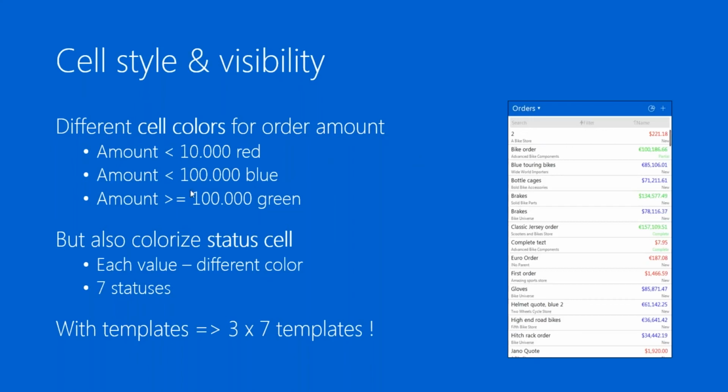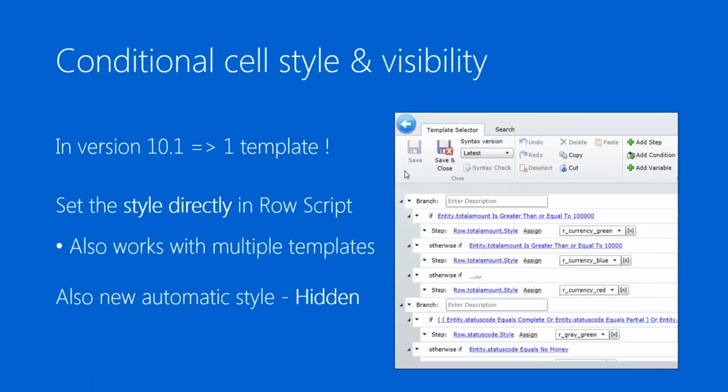But if you wanted to add another one, like I also want to have different colors for statuses, and the statuses happen to have 7 different values, so 7 different colors, that would mean that you would have to create more than 20 different templates for each combination of the amount and status. So for small amount and for each of the 7 statuses, you would have to create a template. Then the same thing for the blue one, same thing for the green one, and the row script, which would say which template to use, would also be very, very complex for such a simple thing.